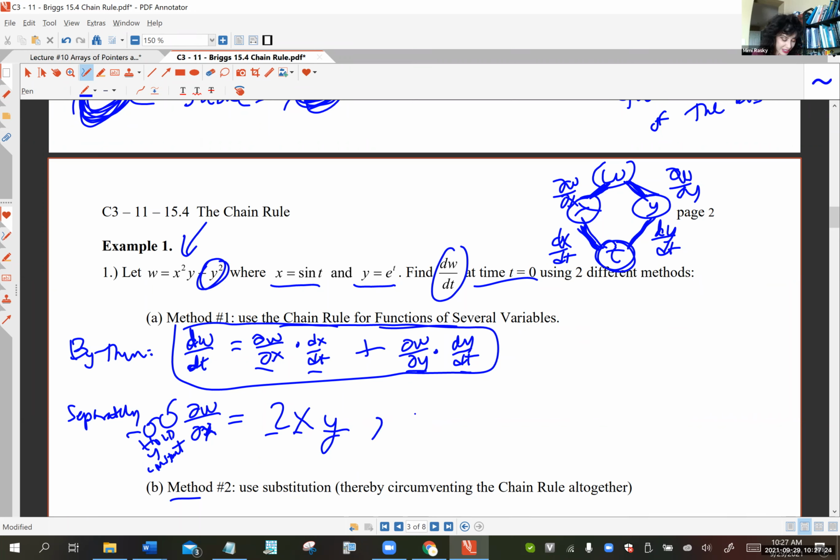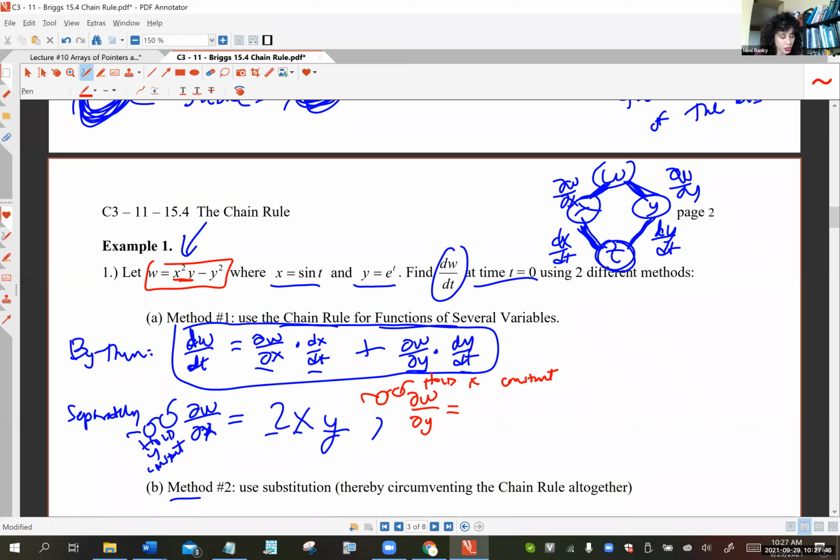Okay, now let's get the other partial. Let's get the dw dy. So since it's a partial, use these curvy stems for the d's. Now you're going to put on a different set of glasses, and you're going to hold x as constant. And you're going to take the partial of w all over again, but now with respect to y.